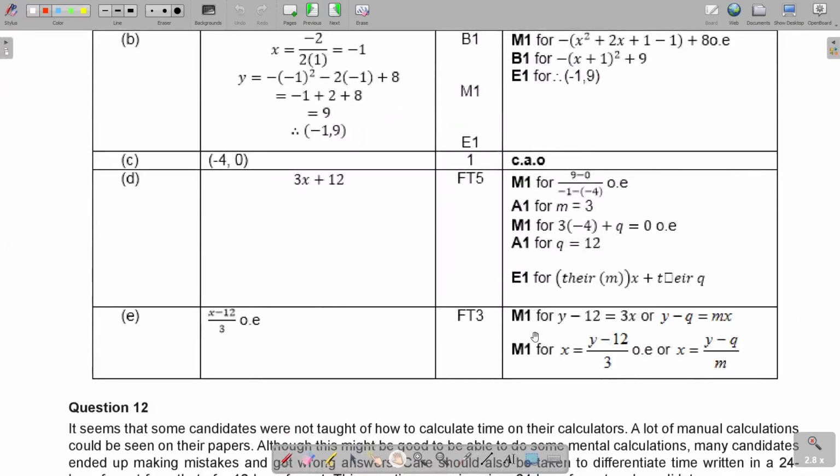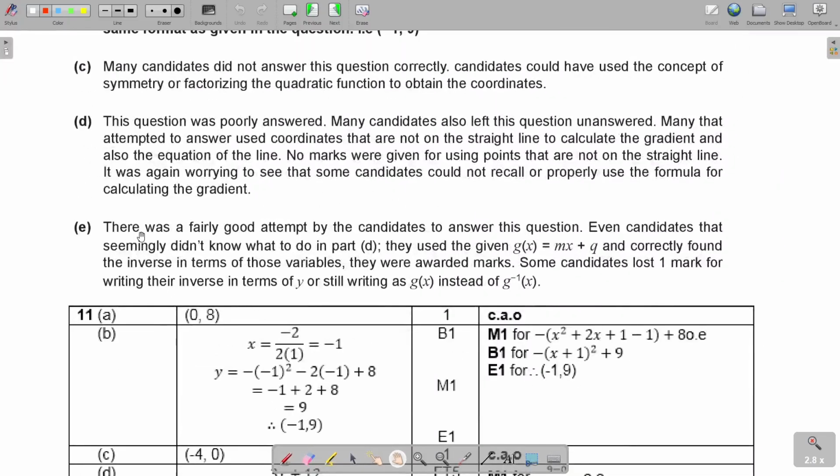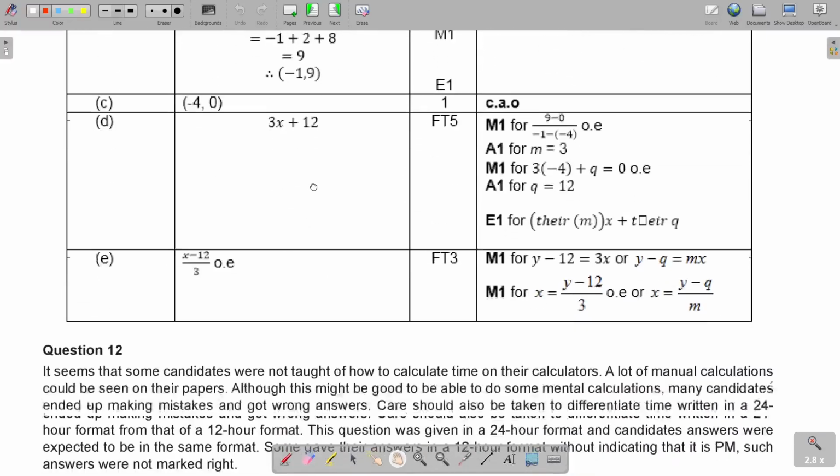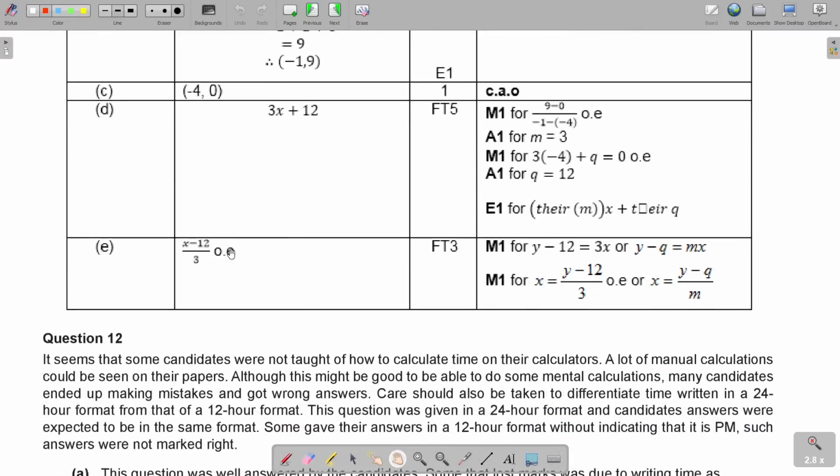Okay, so basically, let's just read what they say. There was a fairly good attempt by candidates to answer this question. Even candidates that seemingly didn't know what to do in part D used the given function and correctly found the inverse. They were awarded marks. So you got marks, even if you had the previous one incorrect. Some candidates lost 1 mark for writing the inverse in terms of y and still writing g instead of g minus 1. So you must end with g minus 1, indicating the inverse. Okay, and basically that's where you got your marks.